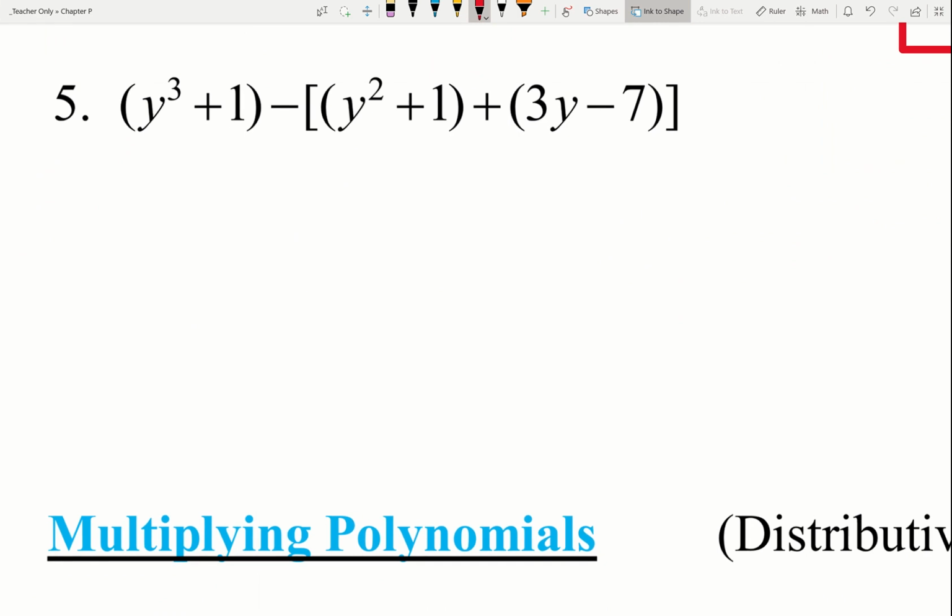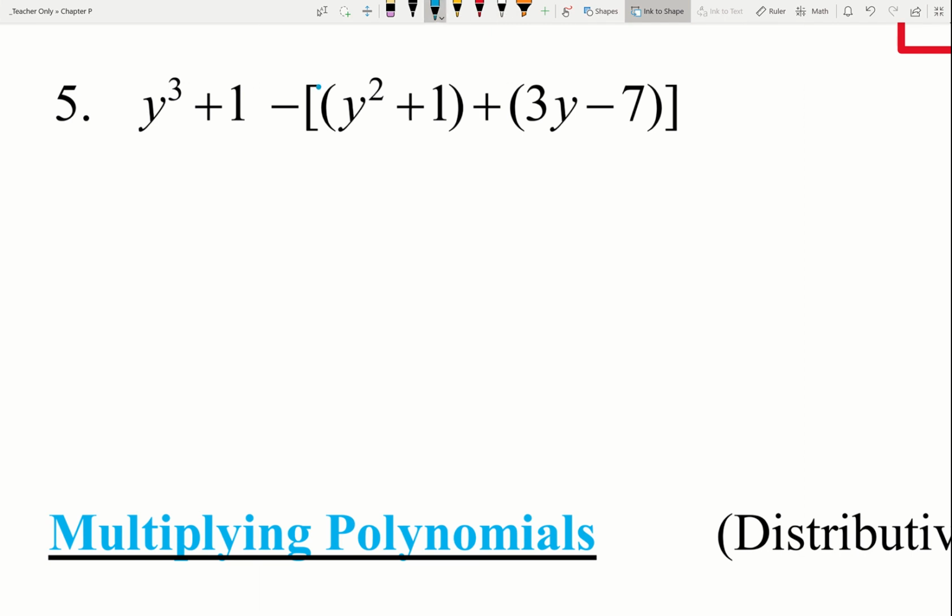In this next one, number 5 here, we have a whole mess of grouping symbols, but again, it's important to remember that we can drop them as long as there's not a negative in front. If there is a negative in front, we've got to distribute it in. So this first set of parentheses, I believe we could just go ahead and get rid of those because there's not a negative in front.